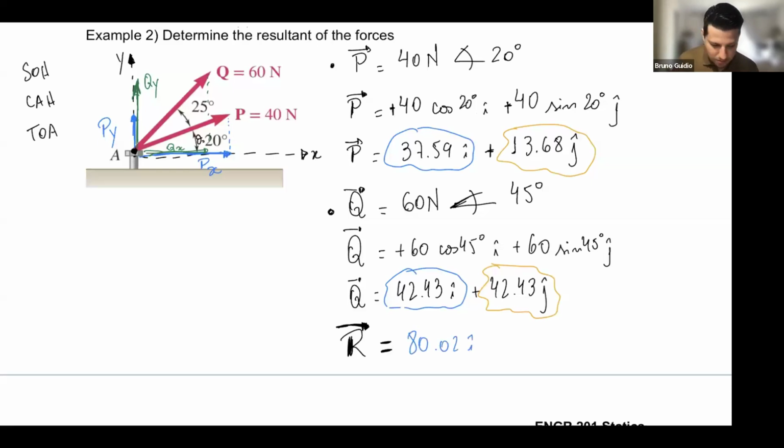80.02 i hat and then this one here is going to be 56.11 j hat. What is the unit? Newtons. So that's how I sum vectors using Cartesian notation. In this case, when I sum, I find the resultant of those vectors. Any questions?